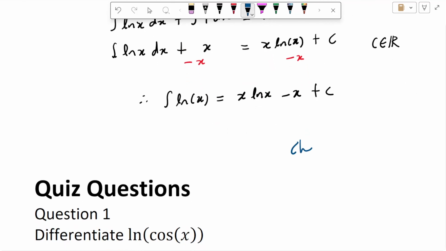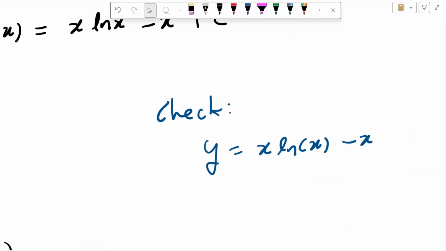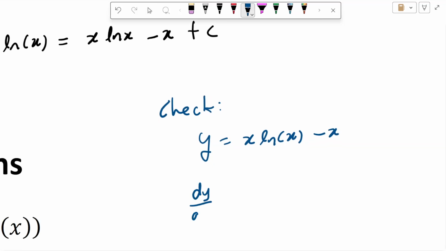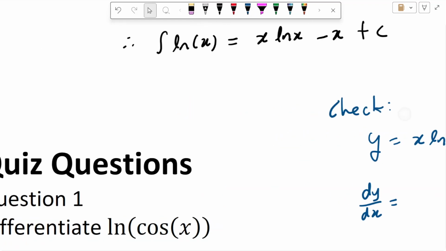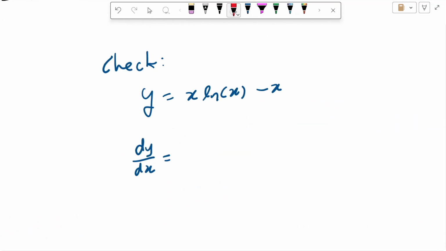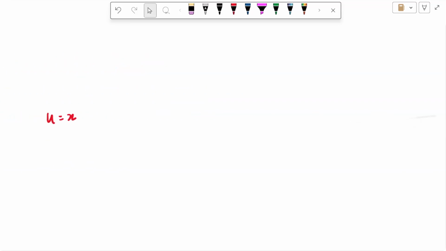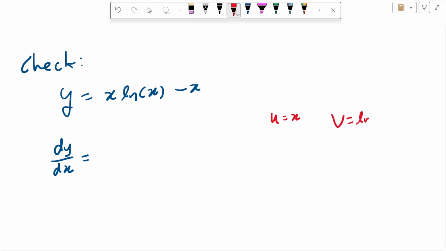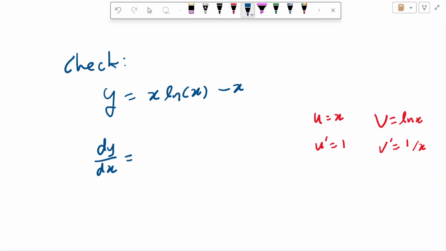Now, let's check our answer. Because if y was x log of x, take x, I'm really hoping that when I do the derivative of that stuff, I get the log of x. That's what I was hoping for. So we've got to use the product rule on that first bit. I know we did this before, but we'll just do it again for completeness. u is x, v is log of x. v dash is 1 over x, and u dash is 1. So that first bit is going to become 1 log of x plus x times 1 over x. Take. So that was all the first bit there.